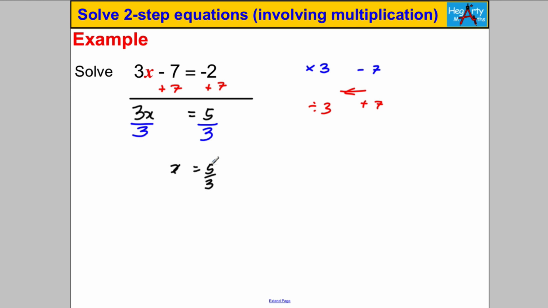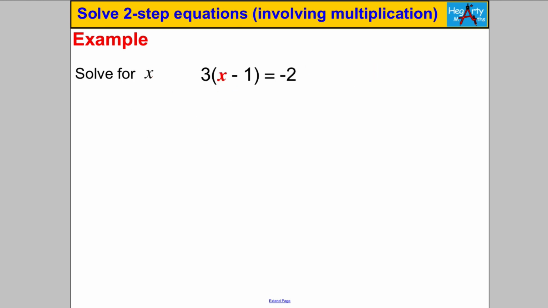And remember, absolutely fine and good practice to leave it as an improper fraction rather than decimalize or leave it as a mixed number. Subbing it back in, 3 times 5/3 is going to be 5. 5 take away 7 is negative 2. I got the right answer. Have a go at this one. Solve for x, it says.